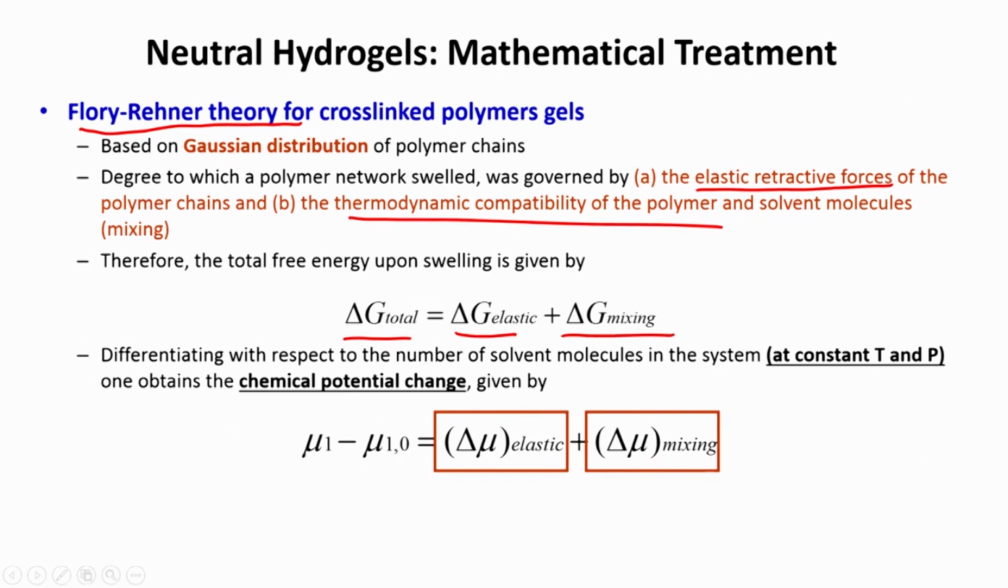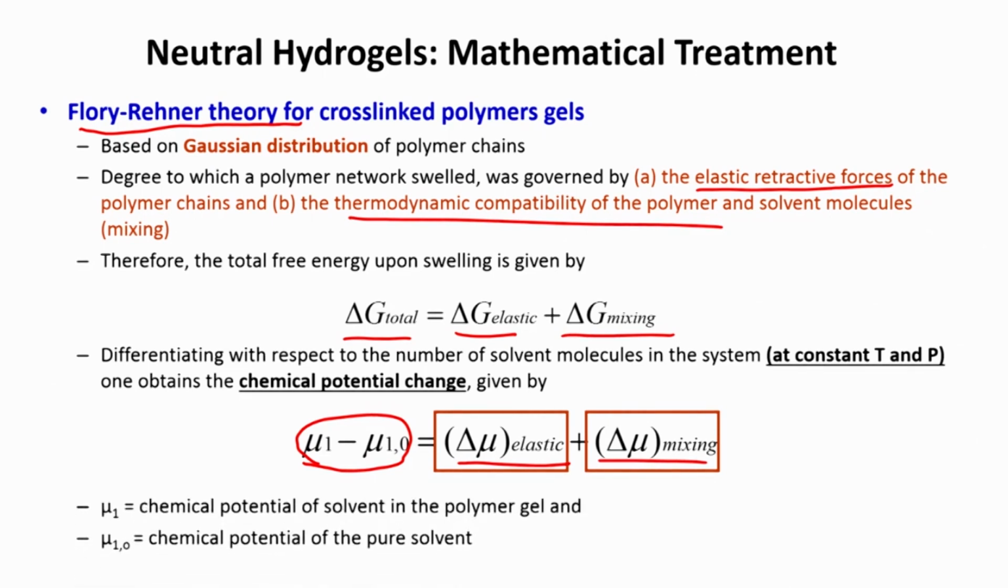we can basically say that whatever change we are seeing in the chemical potential will essentially be equal to the change in potential due to elastic as well as the change in potential due to mixing, and the mixing is of course the thermodynamic mixing of the water with the polymer chains.